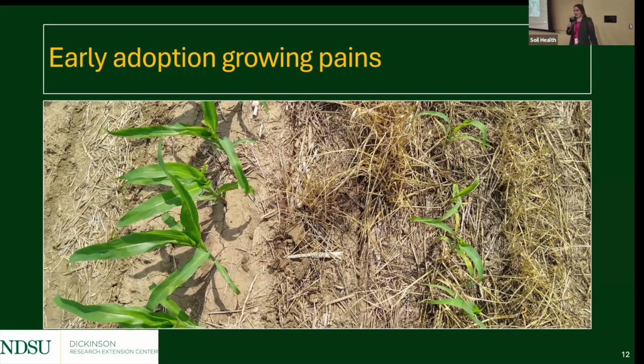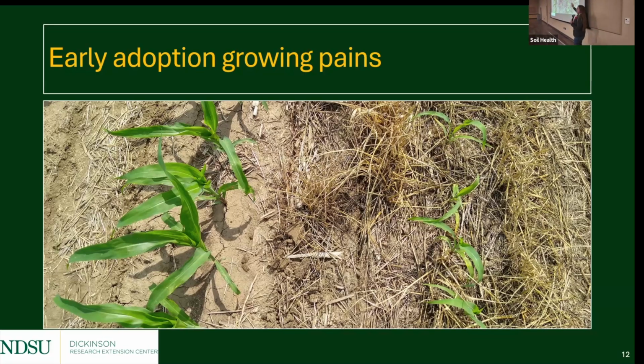That's not to say that there's never going to be any problems. So here we've got, this is in a corn system, and on the right-hand side here, we have corn that was planted into cereal rye that was terminated like 2 weeks before planting in this specific scenario. And on the left-hand side, we have corn that was just planted into no-till, no additional cover crops.